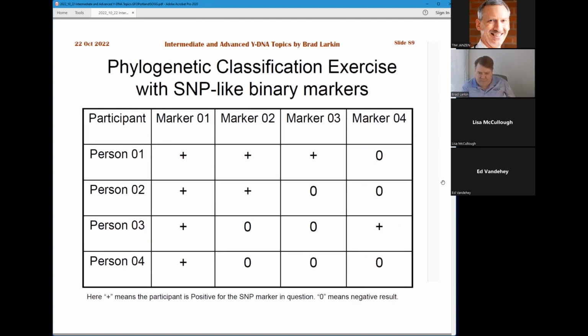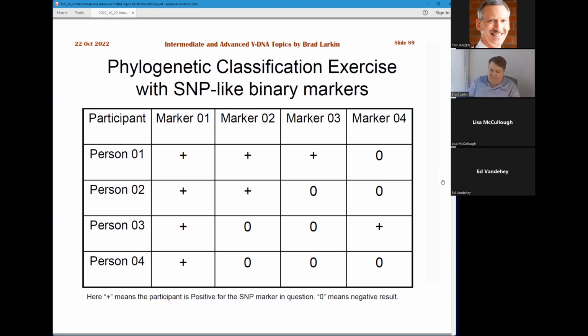So here we do a little exercise with trees. We have 4 markers tested. We have 4 people tested. Person 1 was positive for markers 1, 2, 3. Person 2 for 1 and 2. Person 4 was positive only for marker 1 and was negative for markers 3 and 4.